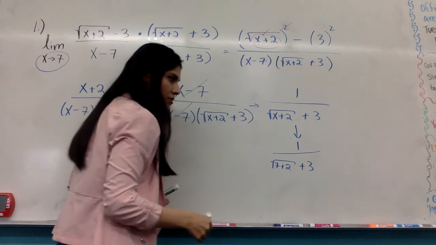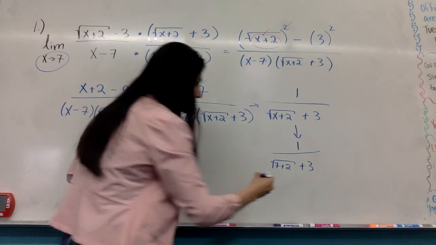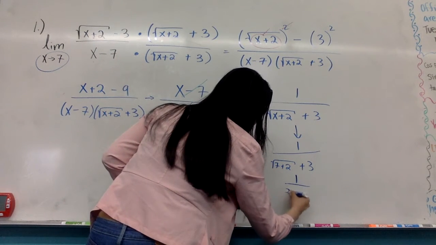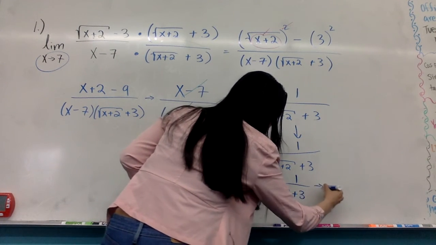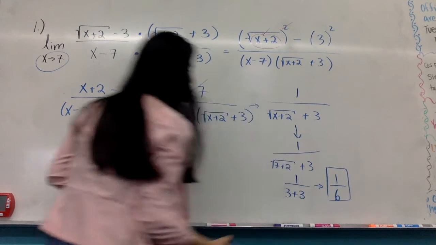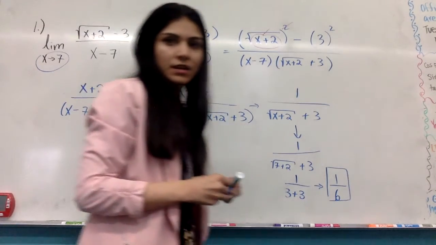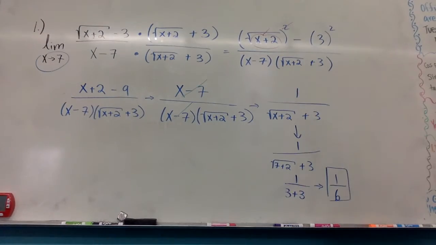I know that 7 plus 2 is 9. The square root of 9 is 3. So it's 1 all over 3 plus 3, which is finally my answer, that the limit as x approaches 7 of this function is 1 over 6. And we are basically done. That is number 1.